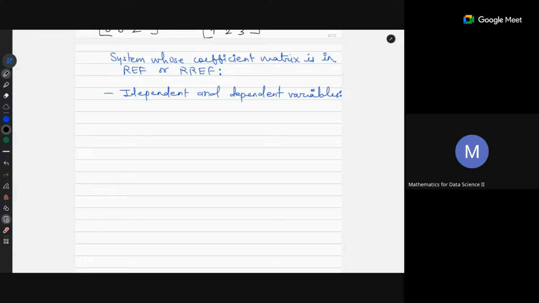Yes, Hiba. Sir, the identity matrix could be a form of REF, right? Yes, identity is an RREF.